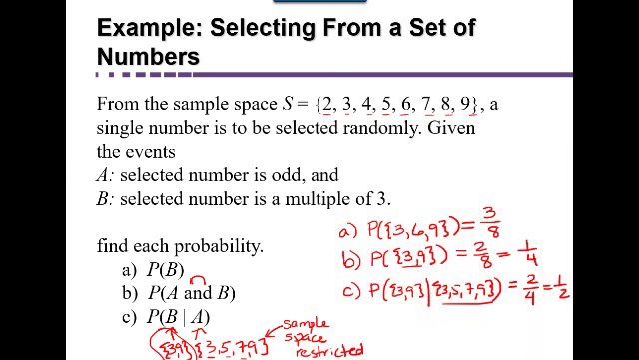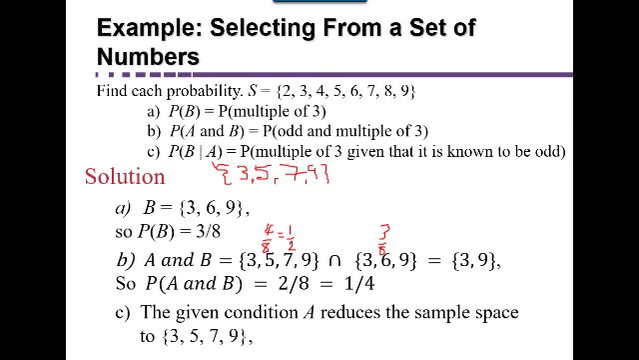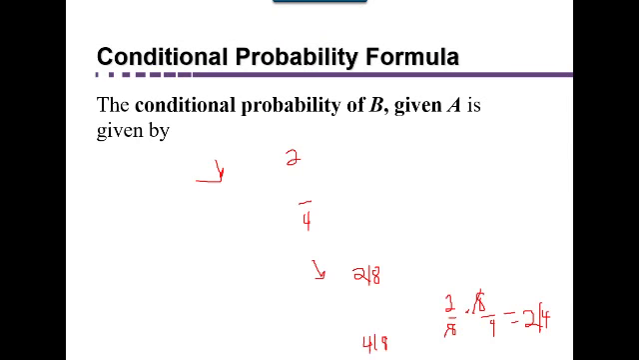So there's a much greater probability of getting a 3 or a 9 when you know that it's got to be an odd number than there was of getting a 3 or a 9 when we had to take the whole sample space into consideration.